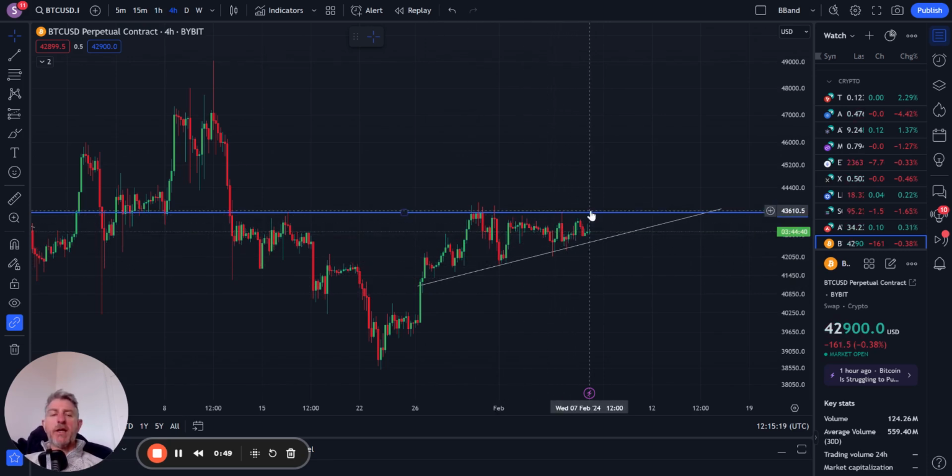To me, this looks like it may blow off top, but it doesn't matter what I think. Price will do what price does. And even if it comes down, I'll be vigilant enough to be on the right side of the trade.